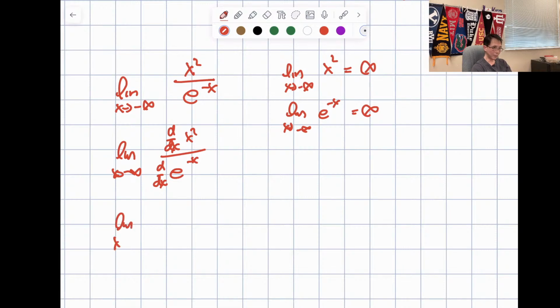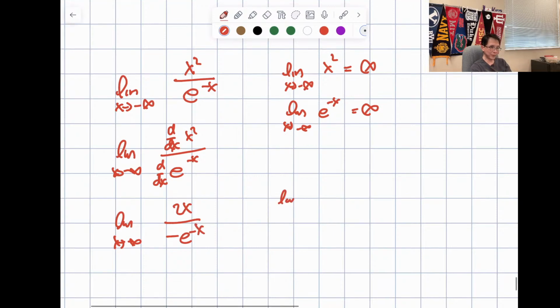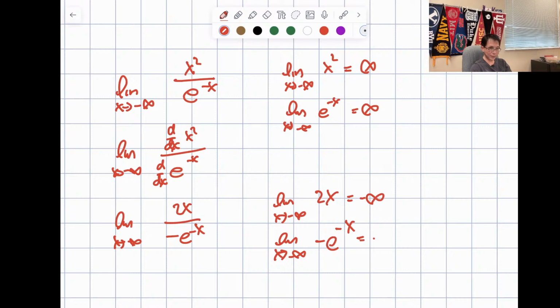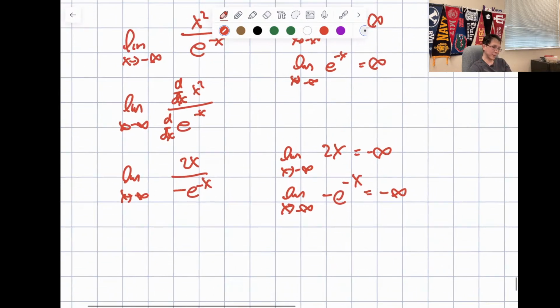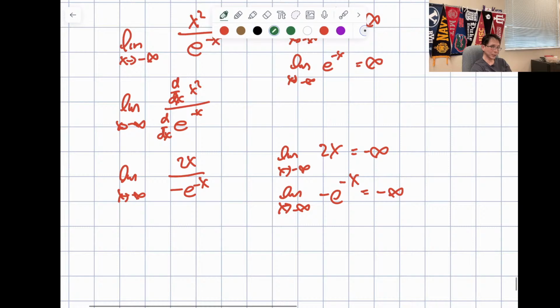So now, limit as x approaches negative infinity, that's going to give you 2x and negative e to the negative x. What happens if you reach infinity? Limit as x approaches negative infinity of 2x is equal to negative infinity, right? Limit as x approaches negative infinity of negative e to the negative x is still negative infinity, because negative times negative is positive, so it's going to negative infinity. So in this case, infinity over infinity. So you want to take d/dx again.